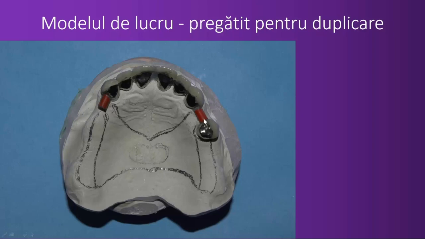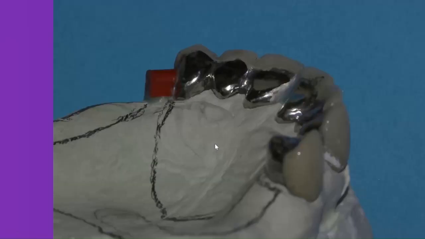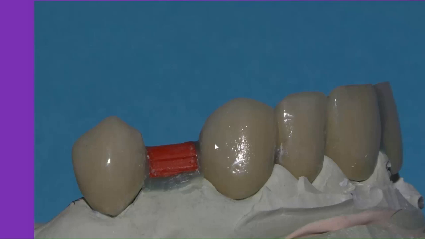Of course, here I draw the metal framework, the limits of what will be the metal framework. This is the master model. And here I prepare all the structure for duplication. I don't want to get into details of how this is done. Those are the metal ceramic crowns, almost ready. And these are some accessories for duplication. It's a little bit complicated. I don't want to get into details.